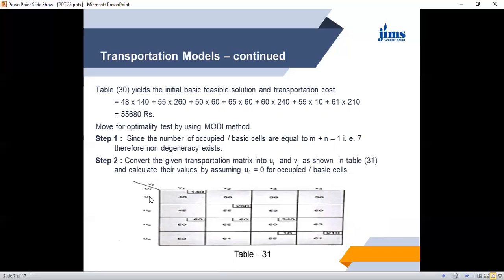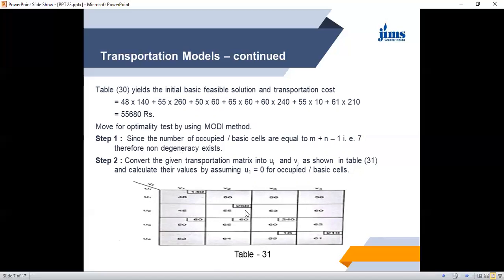We start with U1 equal to 0. So U1 plus V1 is equal to 48, so V1 is equal to 48. So C1 is equal to U1 plus V1. You have got the value of V1, so you can find the value of U2. U2 plus V1 is equal to 45. V1 we have already got as 48, so this will be equal to minus 3.